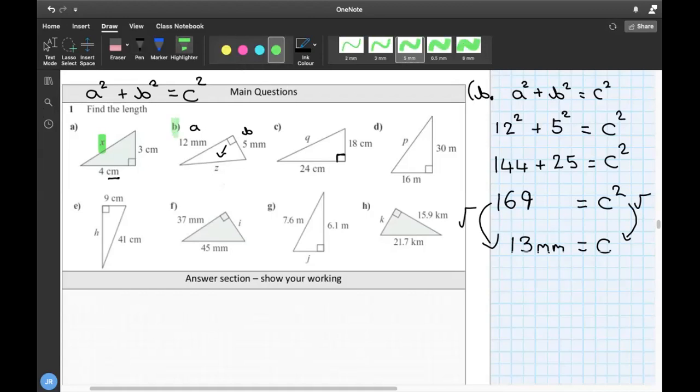So we've done that now. That was question B. And the answer here was 13 millimeters. Now, really, we didn't find C here. We found the letter Z. So I'll just change that. Here we've been finding the letter Z. Okay, then. Let's have a look at the next one, part C.